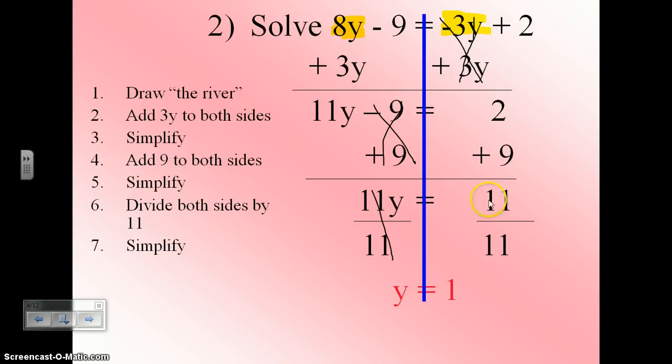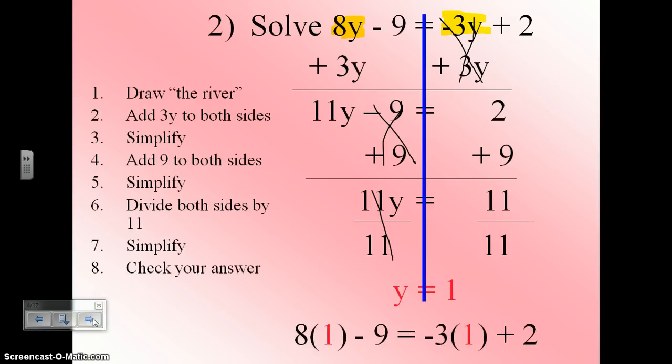Now, make sure that you understand 11 divided by 11 is 1 and not 0. Okay? So 11 divided by 11 is 1. And then you would check your answer by substituting 1 back into y.